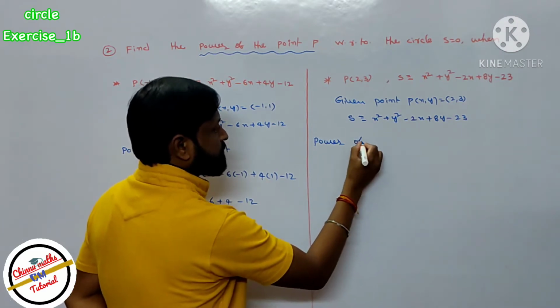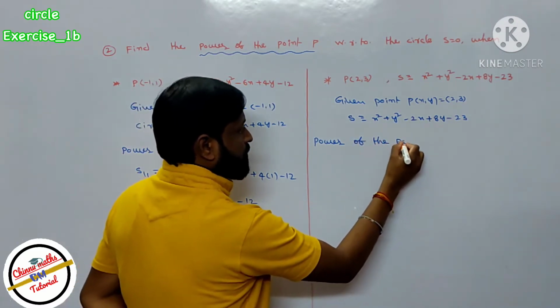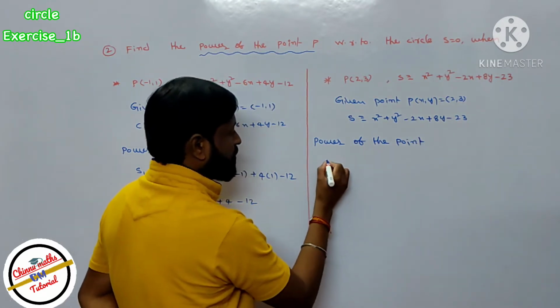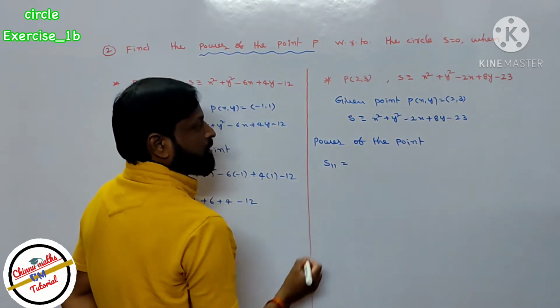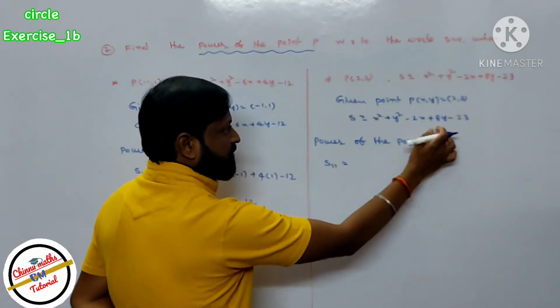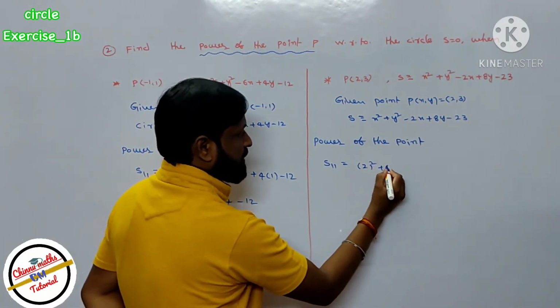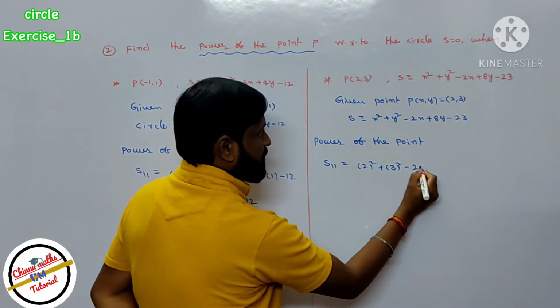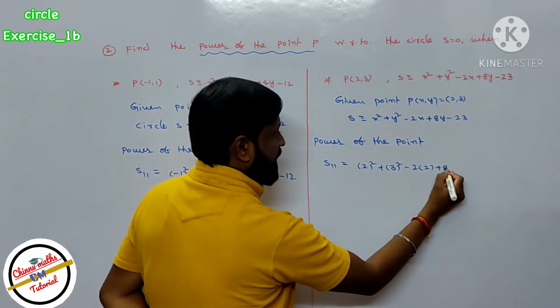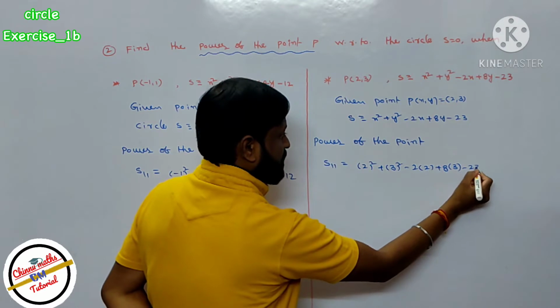Power of the point. What is the power of the point? S11. So then the given point substitute in the given circle, you will get S11. Then 2 square plus 3 square minus of 2 into 2 plus 8 into 3 minus of 23.